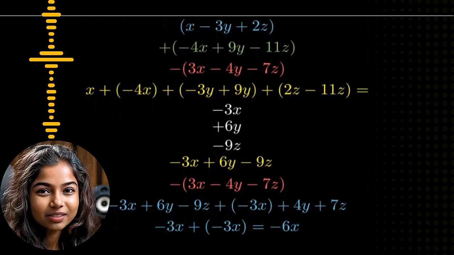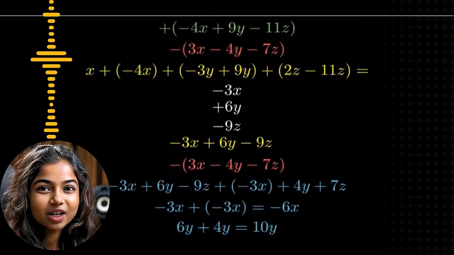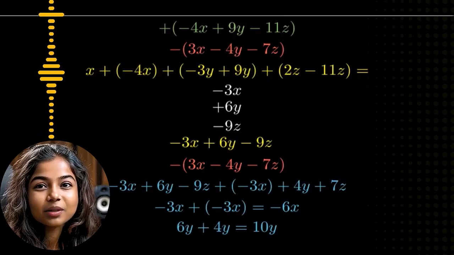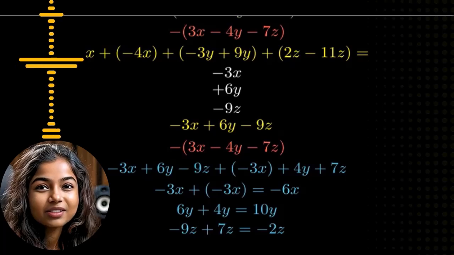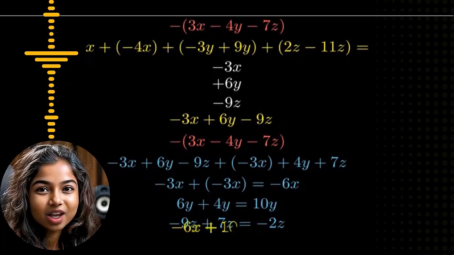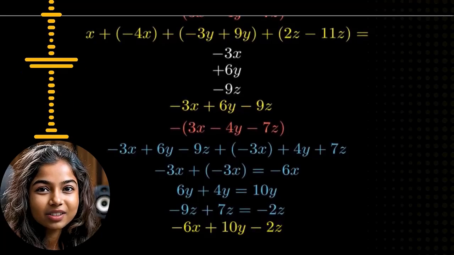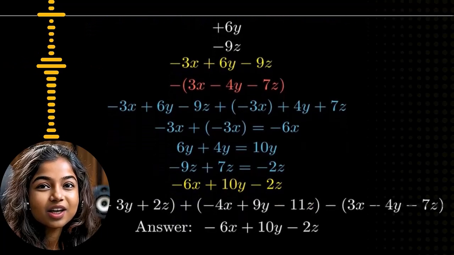For x terms, we have -3x plus -3x, which gives us -6x. For y terms, we have 6y plus 4y, giving us positive 10y. And for z terms, we have negative 9z plus 7z, giving us negative 2z. Therefore, our final answer is negative 6x plus 10y minus 2z. Let's verify this is correct by checking our work.